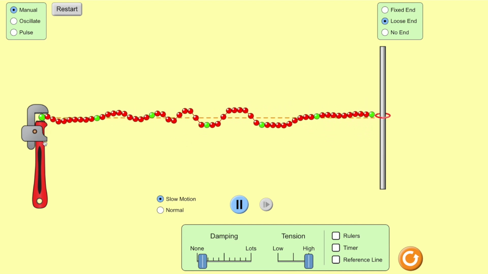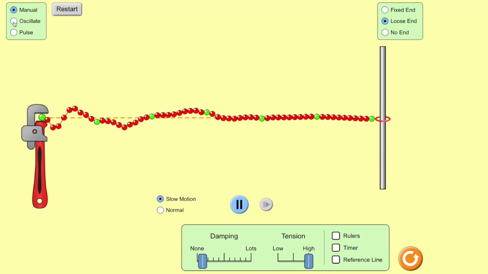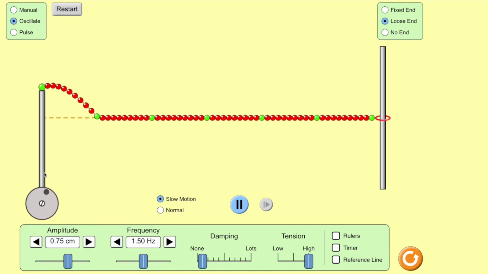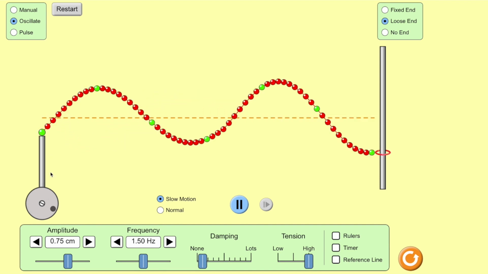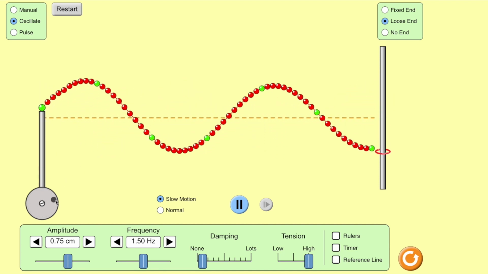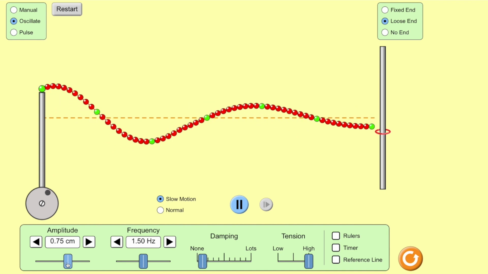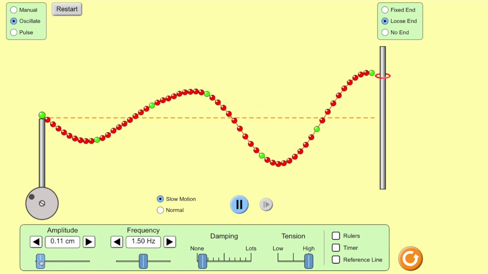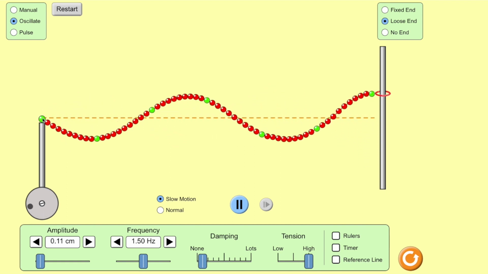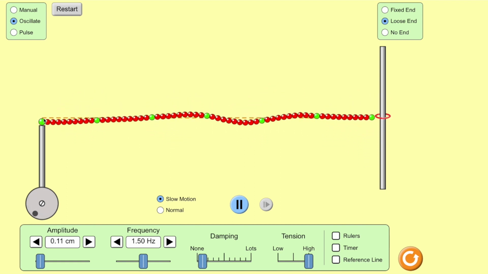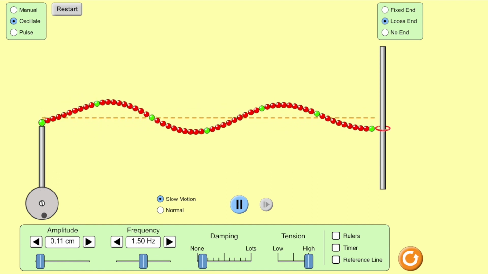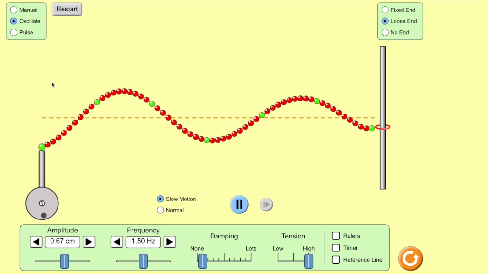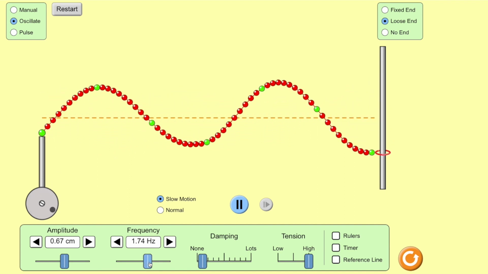Something else you can do, instead of moving it manually, you can use what is called an oscillator, okay, which is basically mimicking if the spring or the rope were tied to a motor. Okay, so you can change the amplitude from the bottom. So the smaller the amplitude, the less far away it's going to go from the mean position. And if you were to change the frequency, then the wave will go up and down a bit faster.